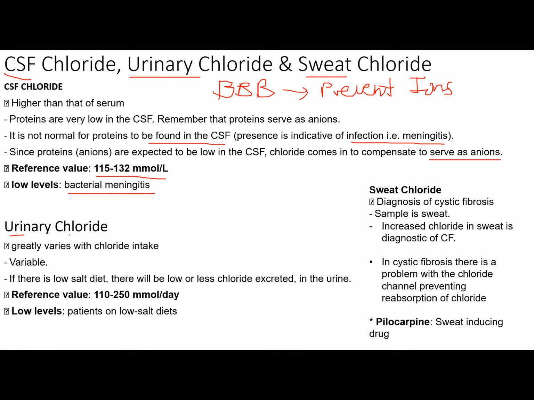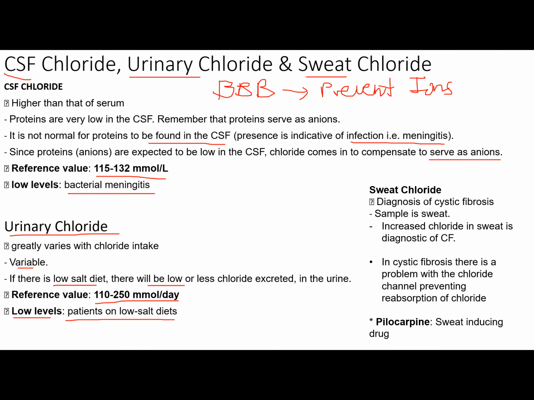Now we also have your urinary chloride. It greatly varies with chloride intake. It is variable. If there's a low salt diet, there will be less chloride excreted in the urine. The reference value, class, is 110 to 250 millimole per day. Low levels are found in patients on a low salt diet.